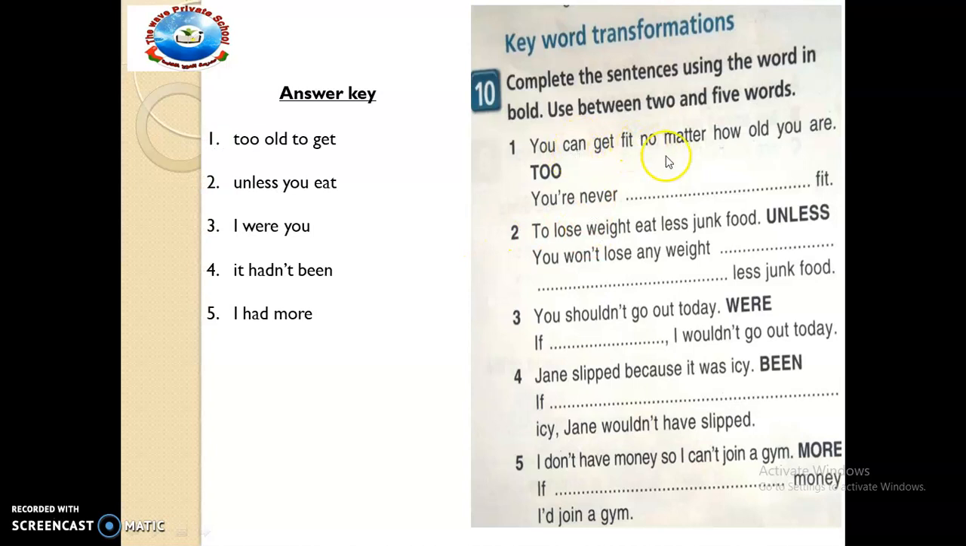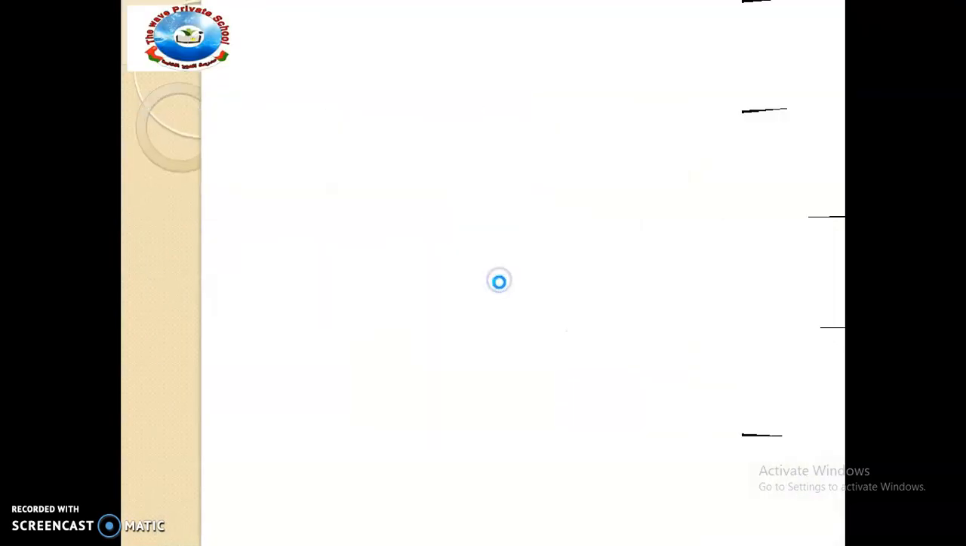You can get fit no matter how old you are. You're never too old to get fit. Did you get that right? So you can fill in these words in the spaces given. If you check, I have 1, 2, 3, 4 here. 1, 2, 3. You see none is 1 and none is more than 5. So always remember to follow instruction.